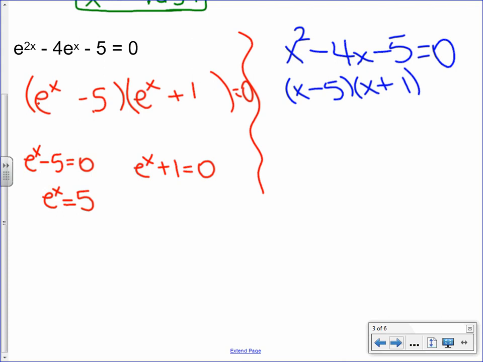Okay, logarithmic form. So log base e of 5 equals x. Which is what, Joe? 1.6.